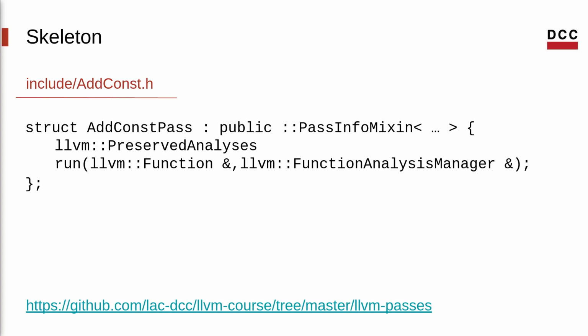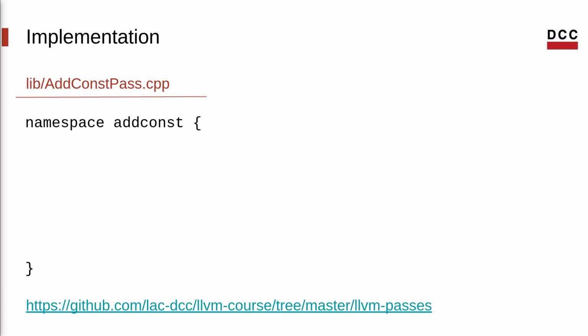The first step is updating our header file to include a new addConst pass struct. This will look very similar to the addConst printer pass we've defined last time, except this struct won't need any private variables. Next, we make a new file where we will implement our transformation pass. Remember to update your CMakeList file to include it as well.